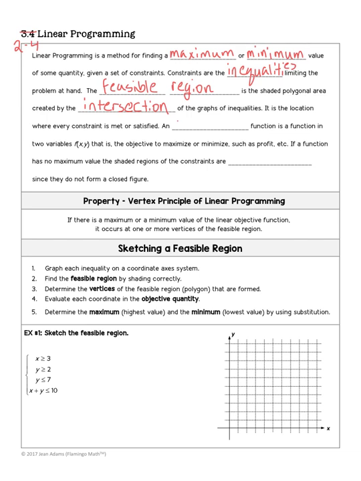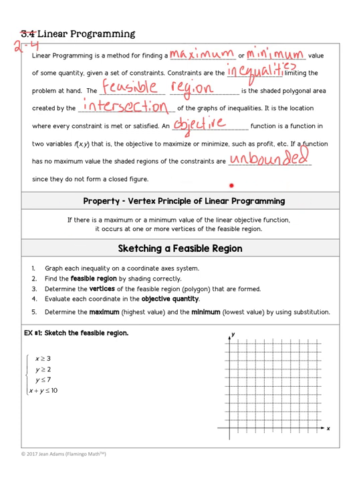An objective function is a function in two variables, f of x, y, that is the objective to maximize or minimize, such as profit or expense. If a function has no maximum value, the shaded regions of the constraints are unbounded, since they do not form a closed figure. And all that will make sense when we do this first sketch below.